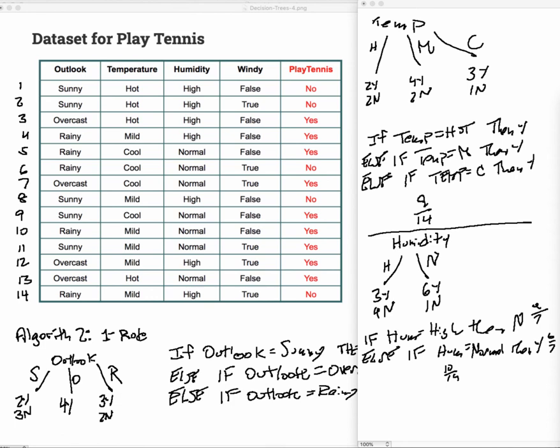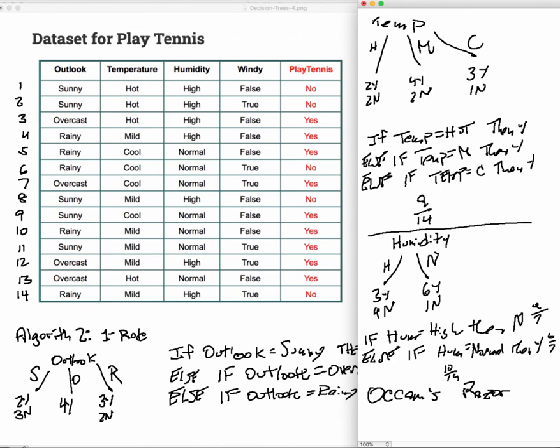Now, there is a principle in data mining and AI. There's something called Occam's razor. And that's a cool term to throw around. Use it with your friends. They'll think you're really smart. And Occam's razor says that whenever you have two explanations for a phenomenon, pick the simpler one.